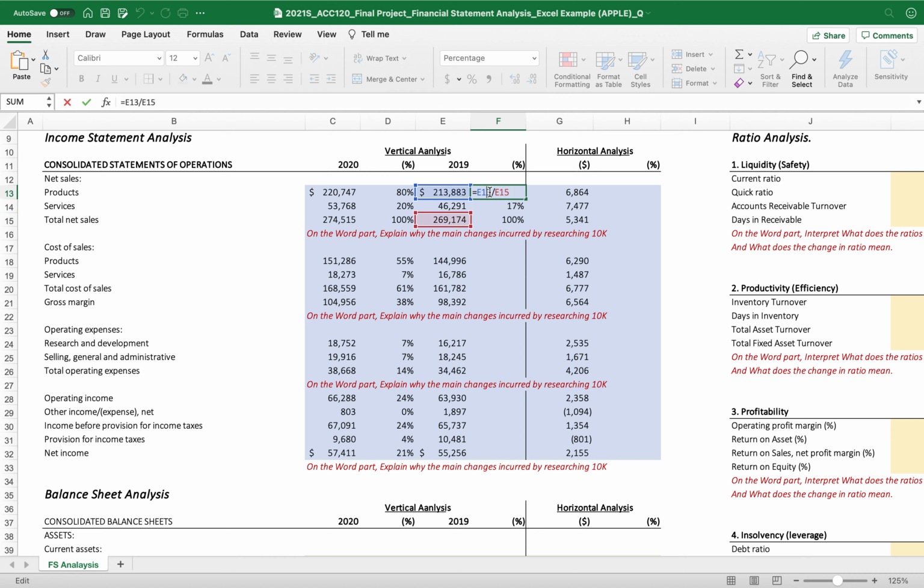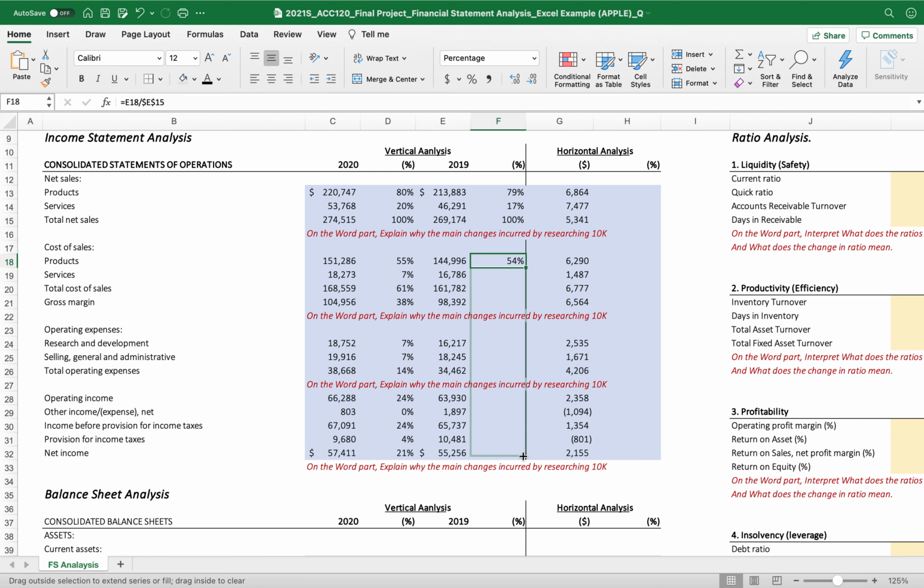Now 2019 information. Okay. Then here the cost of sales, I also want to calculate out of total. So we want to fix this. Then let's drag it down. And then each part has its own percentage out of the total, which is the portion of total net sales. So we developed it in this way. You guys got it? Okay.